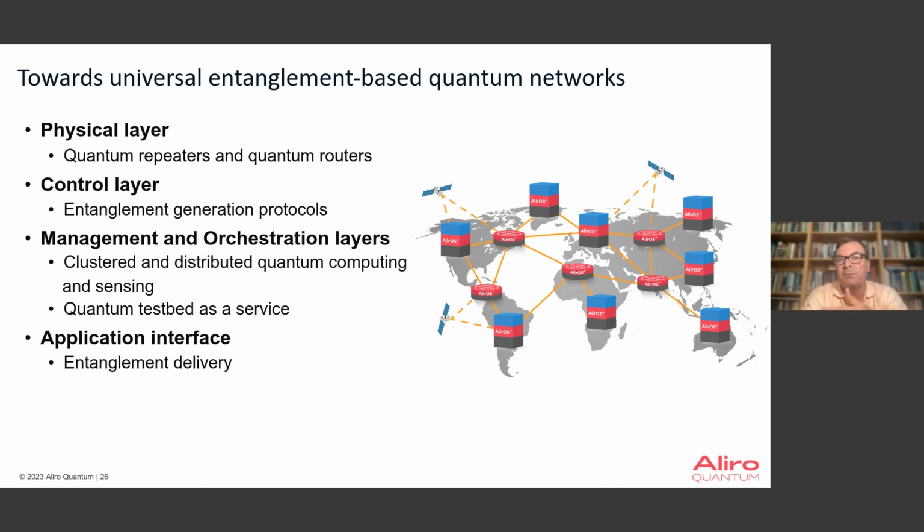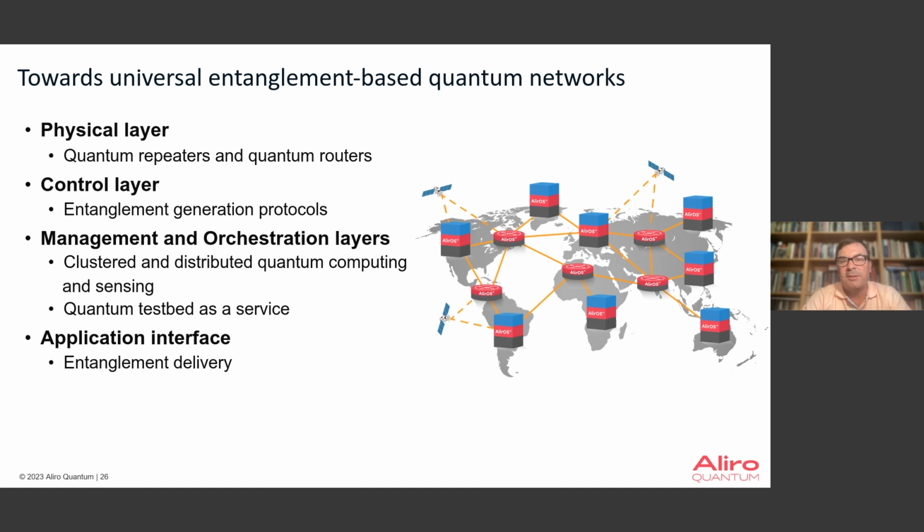And in my view, the next step is to generalize all these interfaces and protocols and standards that are being developed beyond QKD to general purpose entanglement-based quantum networks. So what's involved in that? At the physical layer, we need to go beyond trusted relay nodes and introduce quantum repeaters and quantum routers. At the control layer, we need to introduce entanglement generation protocols, including elementary entanglement generation, swapping, purification, and teleportation.